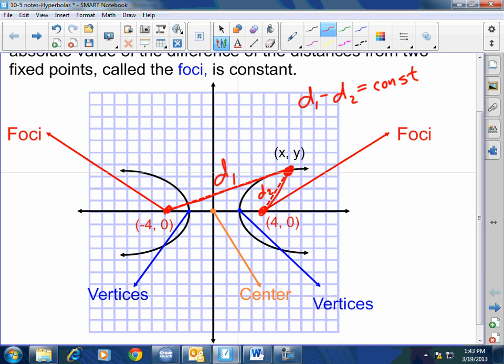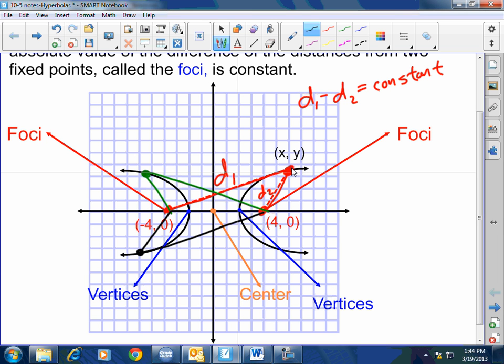That's all it's saying. So if that difference is, let's say, 5, then the difference from this distance minus that distance is also 5. So that means that the distance from this point to this foci minus the distance of that point to that foci is also that same constant, which is still going to be 5.